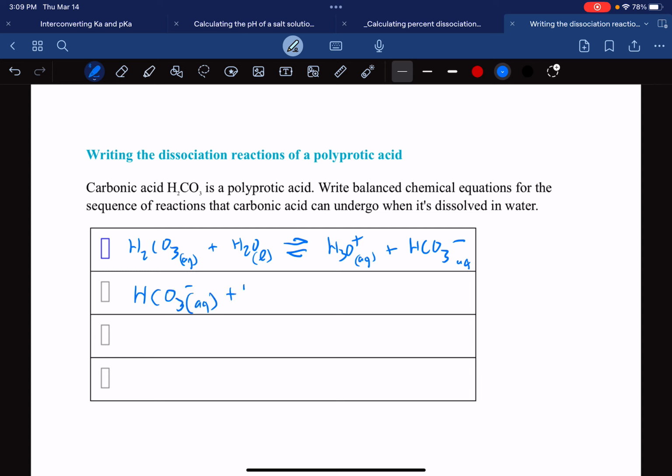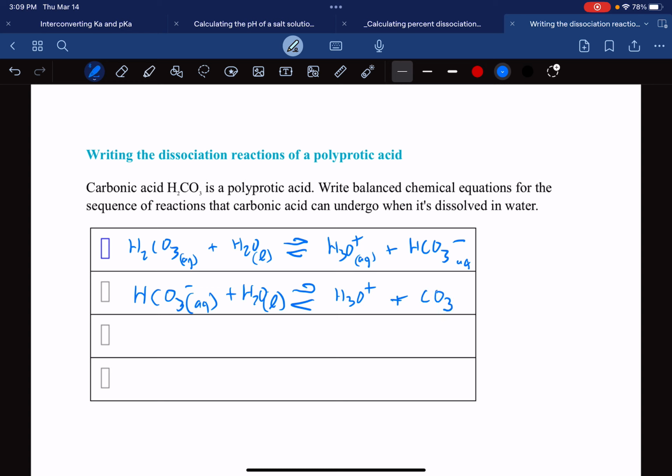We're again going to throw it into water. And we're again going to have the hydrogen here come off and attach to the H2O. So what do we end up with on the other side? We end up with H3O plus. And what's left over is going to be CO3.